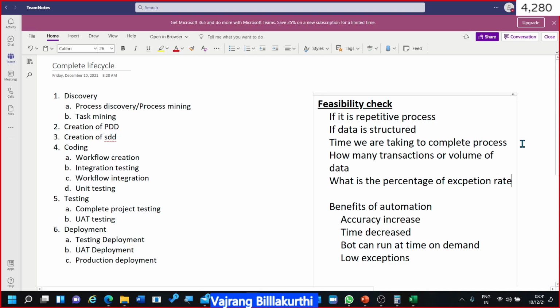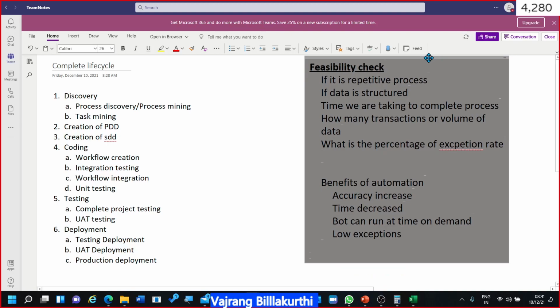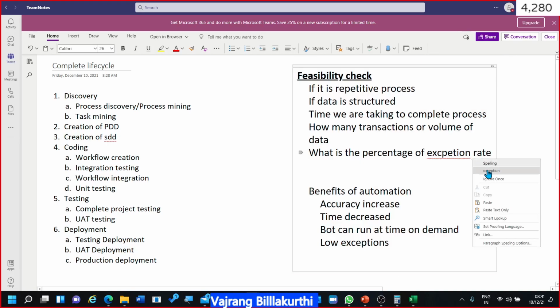See, I'm not talking about anything with respect to the code or any technical terms. The main reason is there is nothing technical. If you are able to understand the process, there is nothing technical. Yeah, there is one more point. Someone is telling, possibility of unknown exceptions. So the percentage of exception rate will come into that.